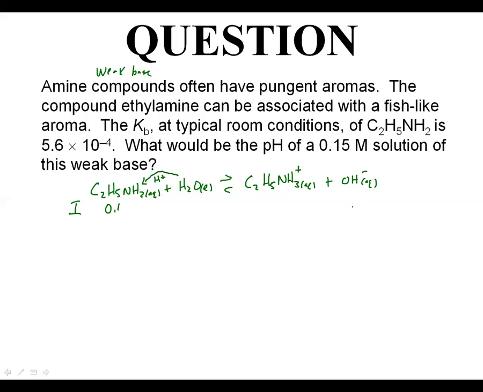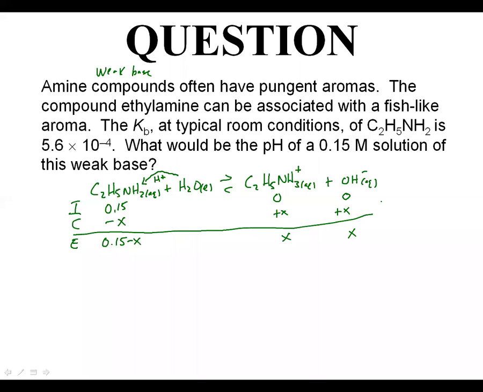Initially 0.15 plus X here. And when we do reach equilibrium here, we have 0.15 minus X, X, and X.